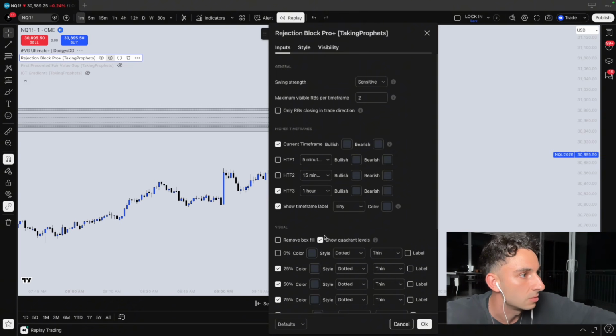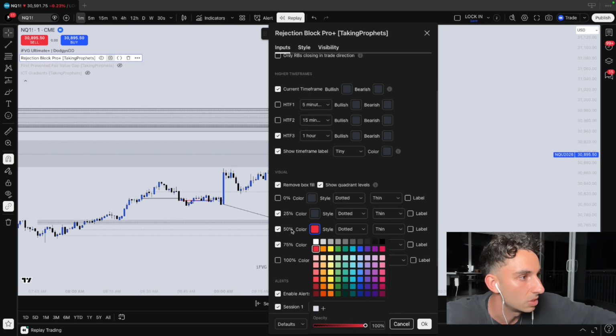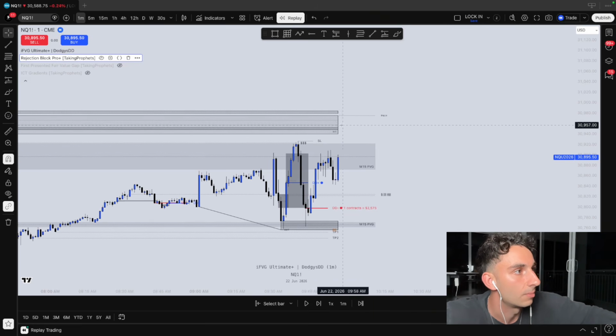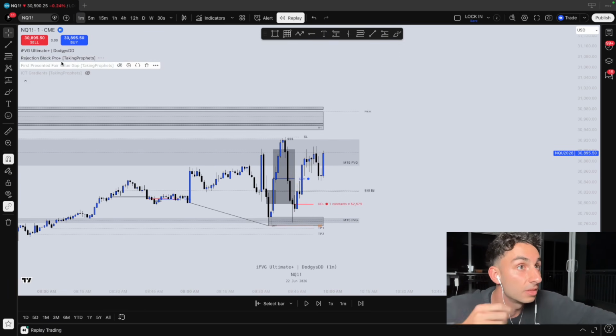Like I usually remove box fill and then I just keep the gradient levels on. I'll change 50% to like red. And as you can see, it shows the higher time frame rejection block on the lower time frame chart. So yeah, that's that. This is a lot of yap.